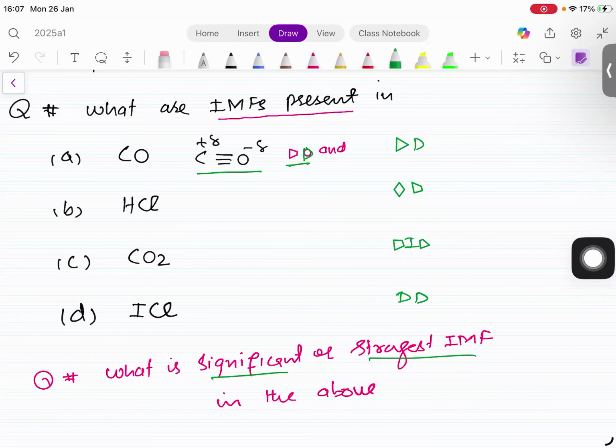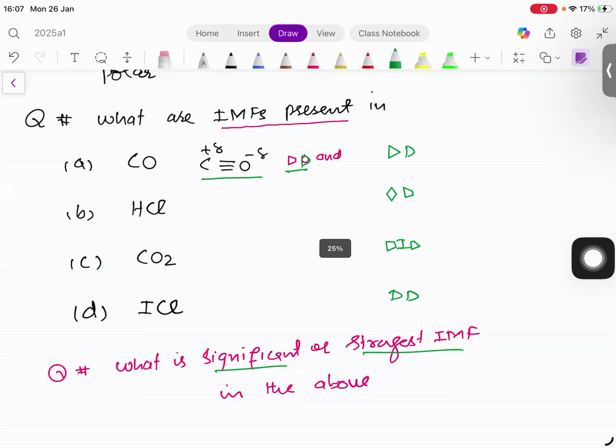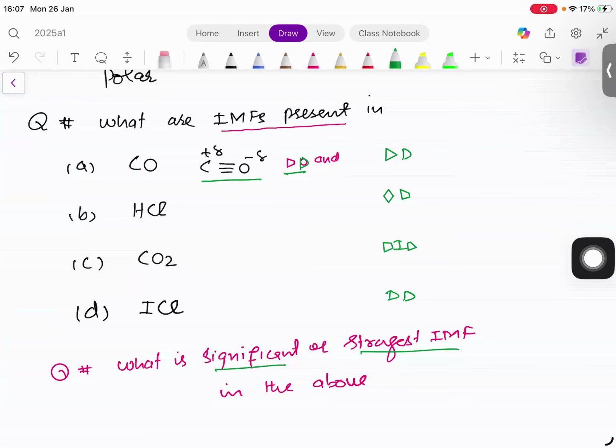Yes, if hydrogen bonding were present, that would be the significant or strongest intermolecular force. But in this case, I'll come to that in a while. Just give me a few more moments. Now, is it clear?